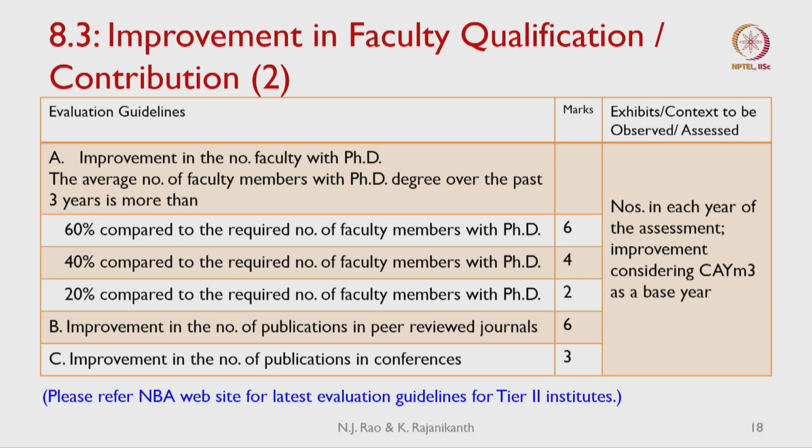Improvement in the faculty qualifications, how many have received PhD degrees, improvement in the publications in peer reviewed journals, improvements in the number of publications in conferences. Treating CAY M3 as the base year, determine the improvements, and based on the perception of the visiting committee regarding the quality and quantity of the improvements, marks are awarded. But remember that the base year is CAY M3.